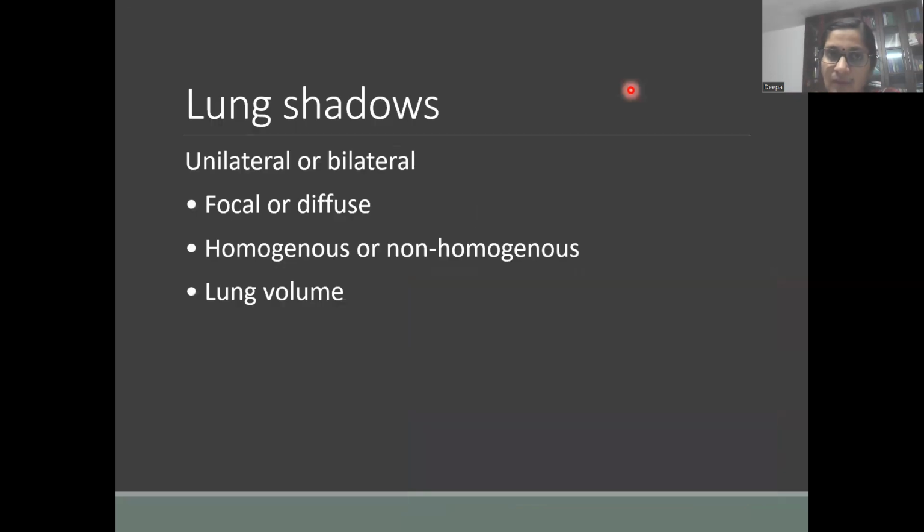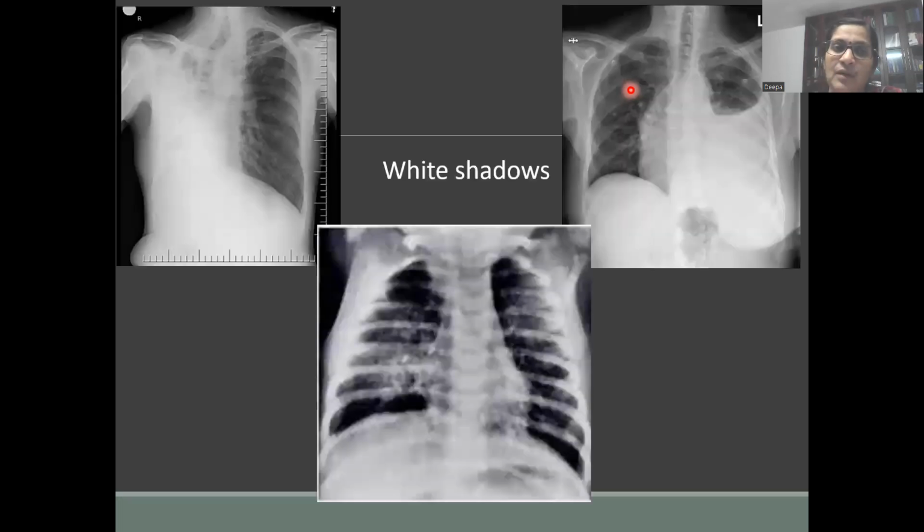The last part of the A stands for the assessment of the lung shadows. So we need to know whether the lung shadows are unilateral or bilateral, whether it is focal or diffuse, homogeneous or non-homogeneous, and also importantly, have a look at the lung volume. So basically, the lung shadows can be classified into either black or white.